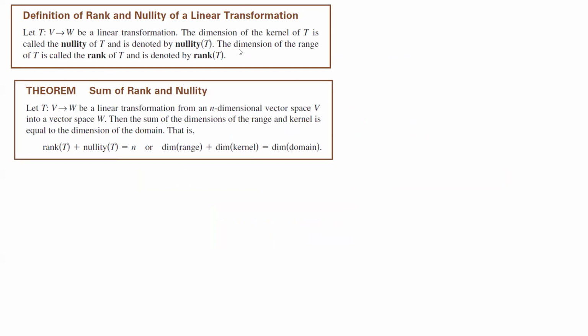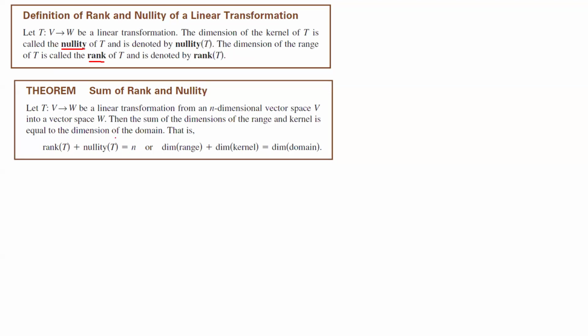We can talk about the rank and nullity of a linear transformation now. Let T from V to W be a linear transformation. The dimension of the kernel of T is called the nullity of T, and it's denoted by nullity(T). The dimension of the range of T is called the rank of T. It's denoted by rank(T). As we saw before, if you add the rank and nullity it is equal to n.